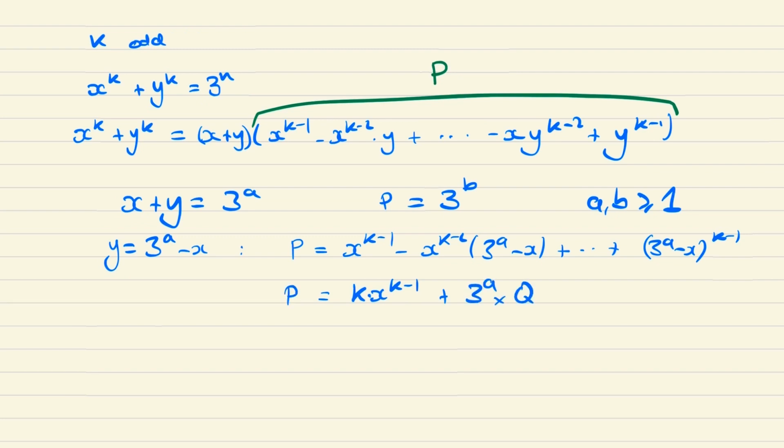But we already know that 3 divides p, and it definitely divides 3 to the a, so therefore it must also divide k times x to the k minus 1. But we already established earlier that 3 cannot divide x, in which case we must say that 3 divides k, or in other words, k is equal to 3.